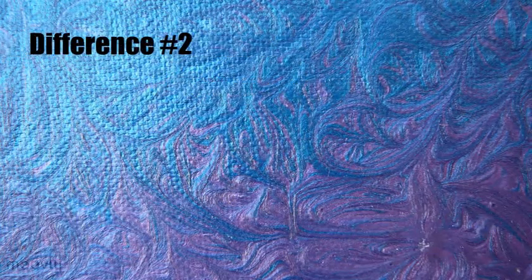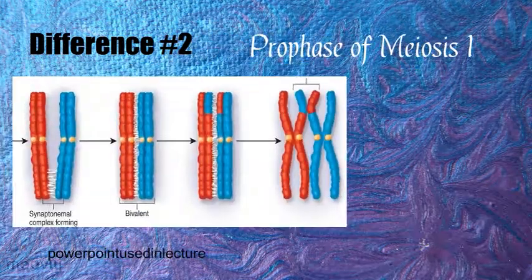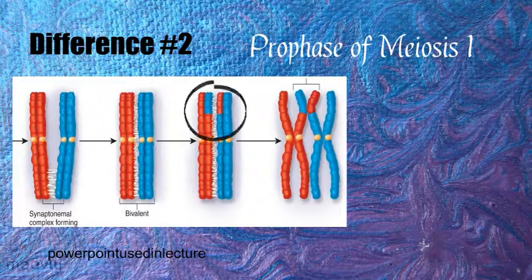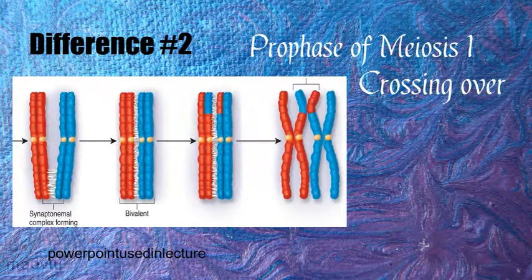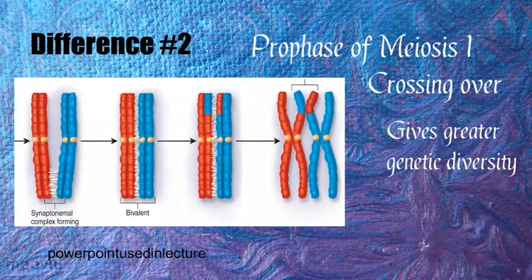One difference is, in prophase of meiosis I, homologous chromosomes stick together to form a bivalent, and they switch a part of their chromosome with each other. That is called crossing over. The point of crossing over is it gives greater genetic diversity within the cells.